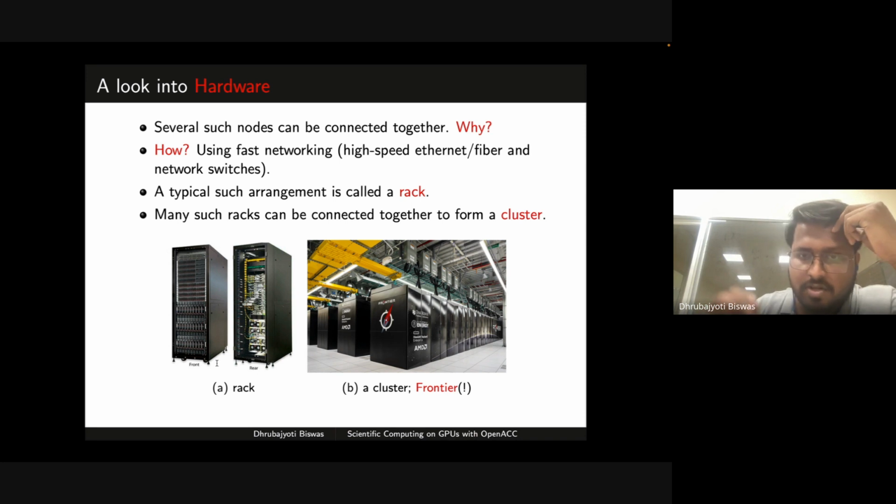Sometimes that is also not enough. In that case, you have to have such racks again connected together to form a proper cluster. For example, the picture on the right I am showing, that is a cluster. The name of this cluster is Frontier, and it is made up of multiple such racks, which are connected again by some sort of fast networking. Do any one of you know what is special about Frontier?